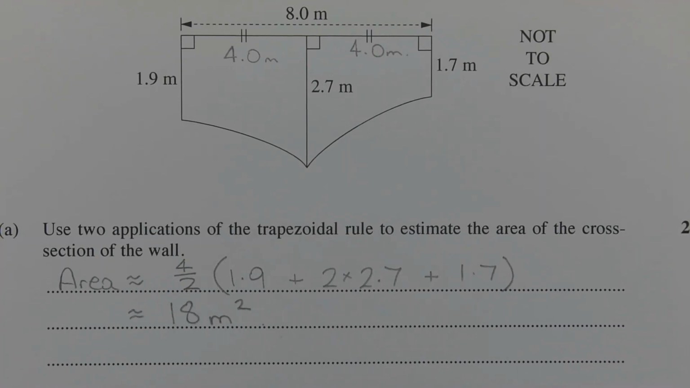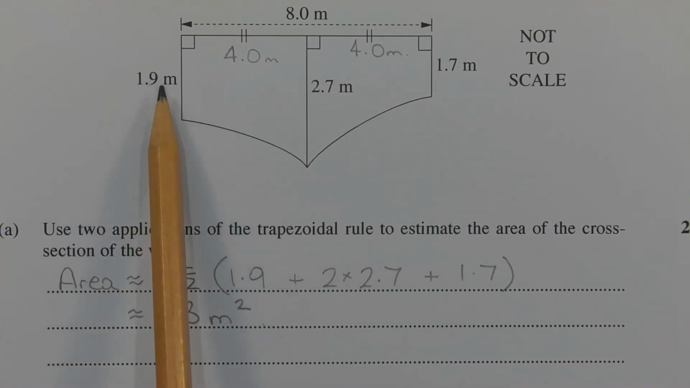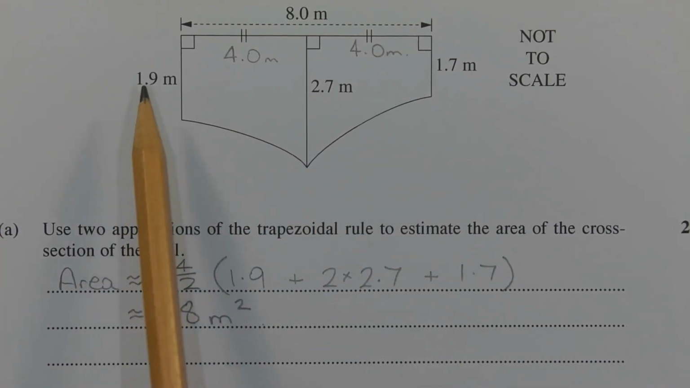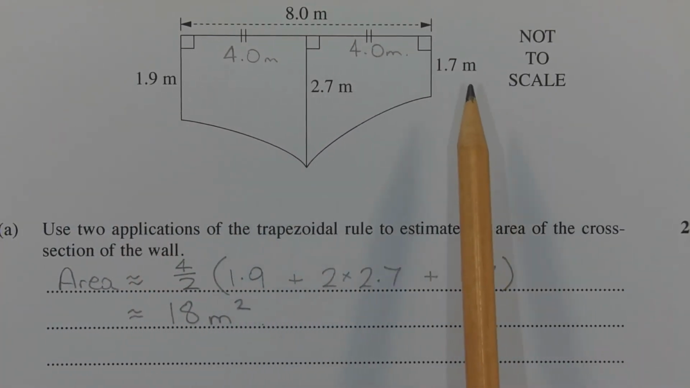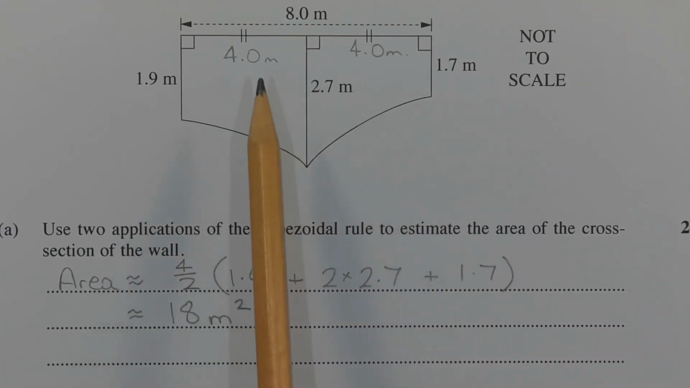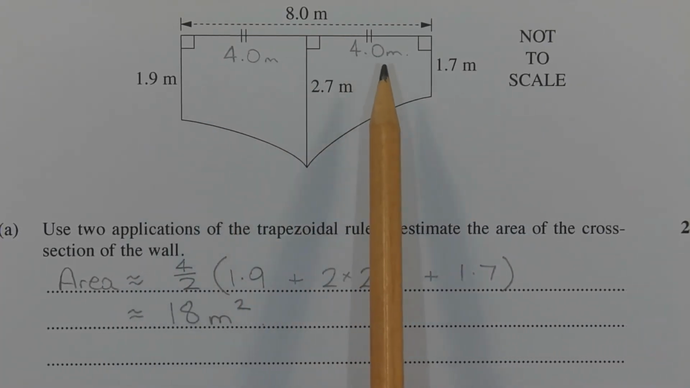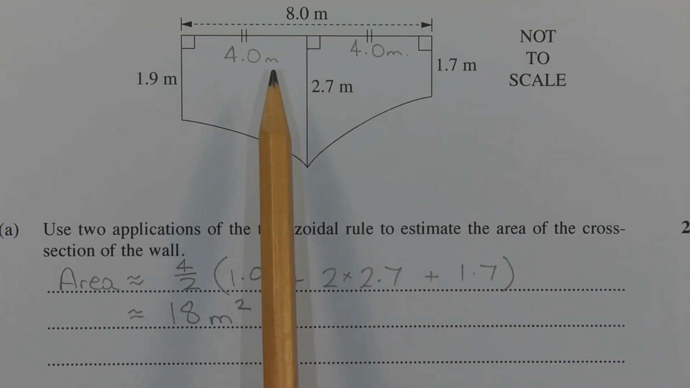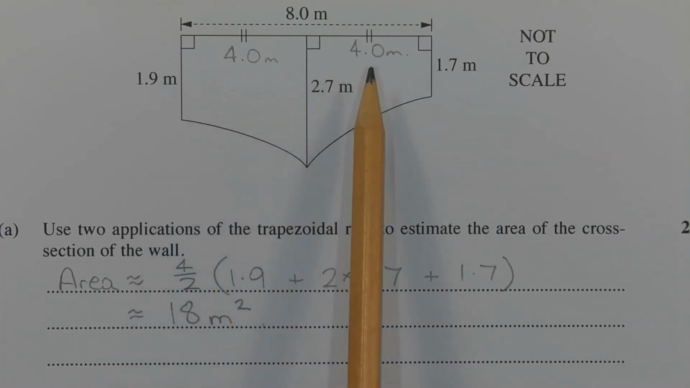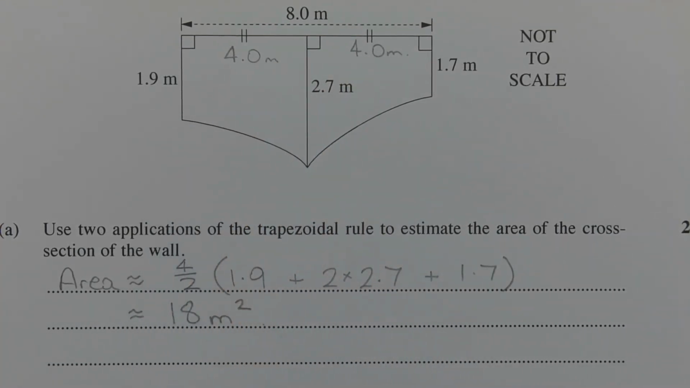We can apply the extended trapezoidal rule formula to estimate the area of this irregular shape. Now we have three measurements, 1.9 meters, 2.7 meters, and 1.7 meters. And the distance between successive measurements is half of 8 meters, since we have two equal width sections, and that's 4.0 meters. And that's substituted for the pronumeral or the variable h in the trapezoidal rule formula.